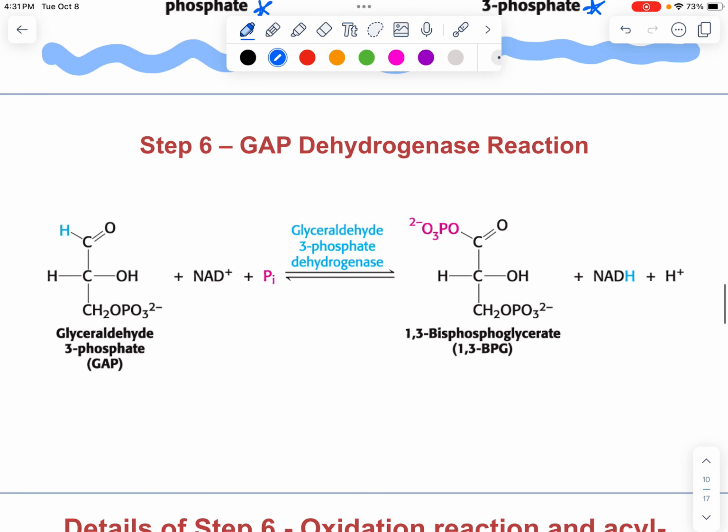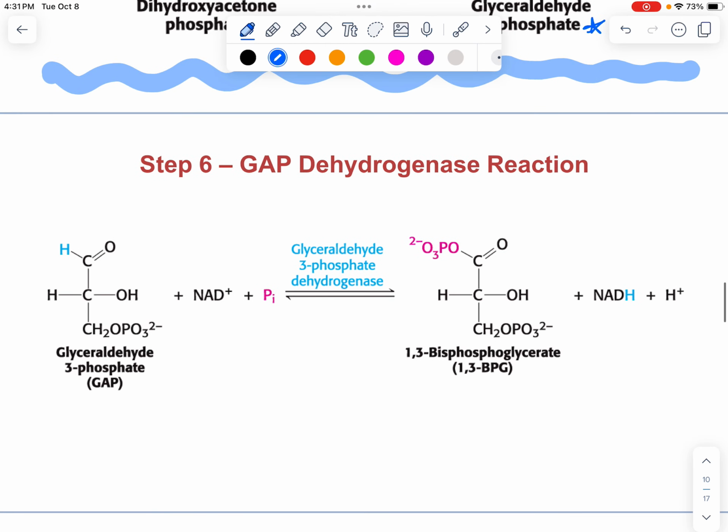Okay, and now in step 6, we're going to start reacting those molecules. Okay, so we have that here. And remember, really, this reaction will happen twice because we have 2 of these molecules. But we're just going to look at it for a single reaction. So let's take a look at our naming here. So we have dehydrogenase. When you see that, I want you to start thinking about a redox reaction.